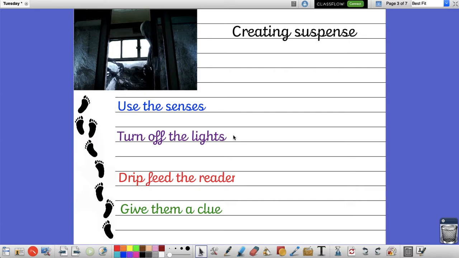We want the reader to feel like they are there by describing something in detail. We want to drip feed the reader. So by the end of our poem, we want to give the reader what it is, but not right at the beginning. And give them a clue is about giving them little hints of what it could be. So without saying it's a dementor, describe the dementor in very, very little detail.